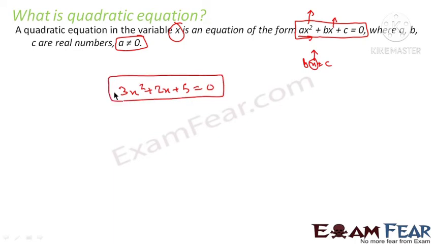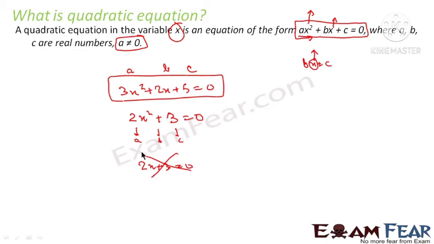Why? Because this is of the form ax square plus bx plus c, where a is equal to 3, b is equal to 2 and c is equal to 5, and where a is not equal to 0 obviously. If I say 2x square plus 3 is equal to 0, this is also a quadratic equation because a is 2, b is 0 and c is 3. But if I make a equal to 0, for example 2x plus 3 is equal to 0, then this is not a quadratic equation because the rule says that a should not be equal to 0.